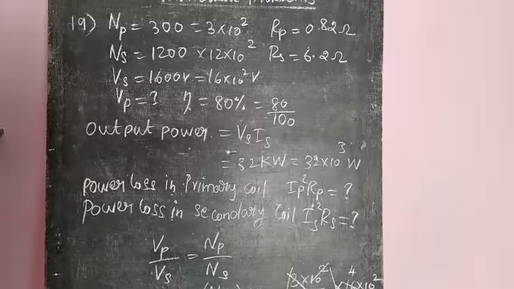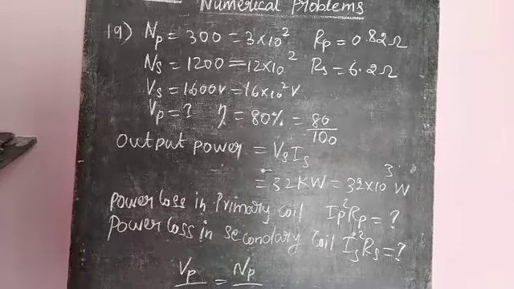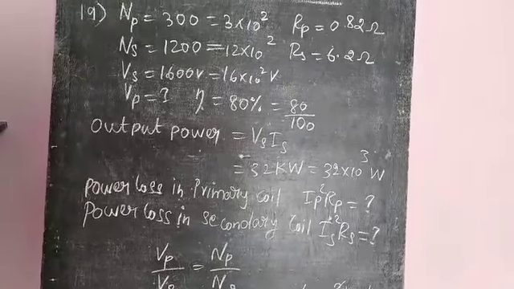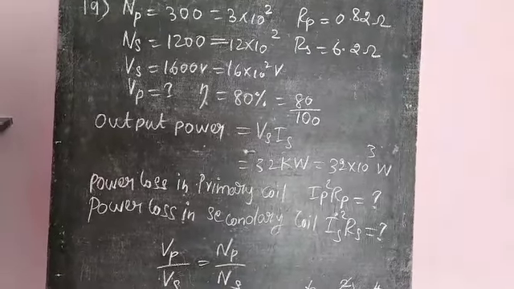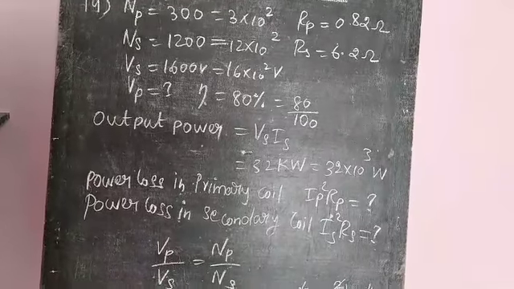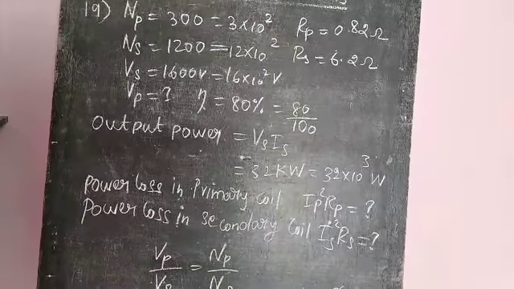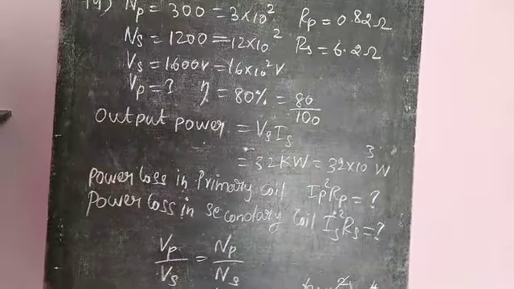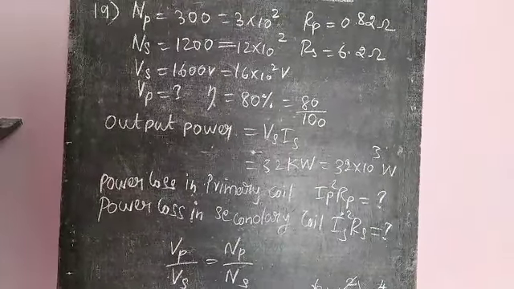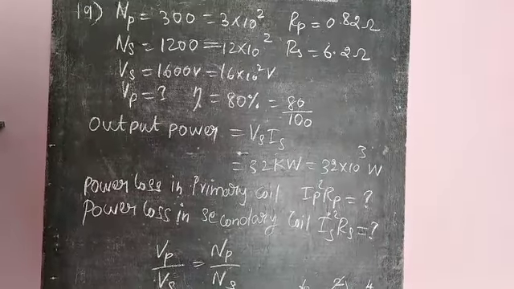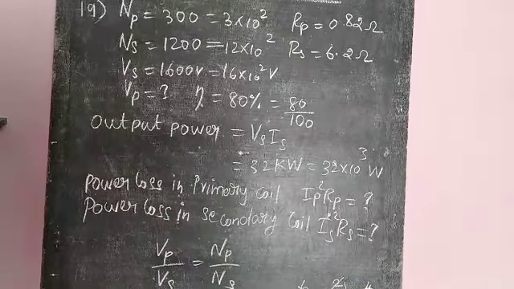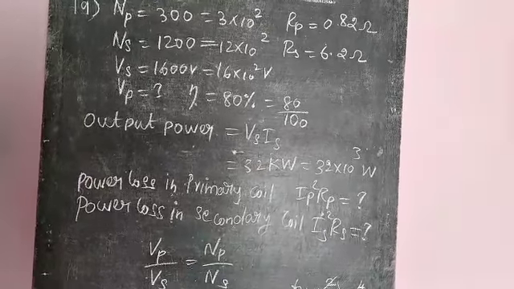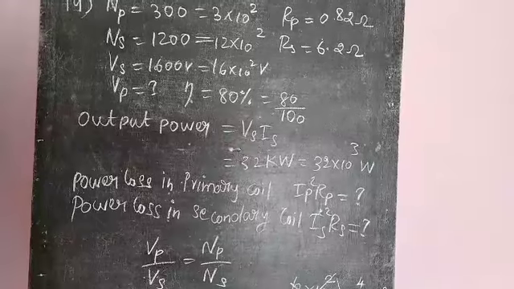NS, number of turns in secondary coil 1200, equal to 12 into 10 power 2. Resistance 6.2 ohm. So find the voltage across the primary. The power output from secondary at 1600 volt is 32 kilowatt. So secondary voltage equal to 1600 volt equals 16 into 10 power 2 volt. So efficiency eta equal to 80%, 80 by 100.